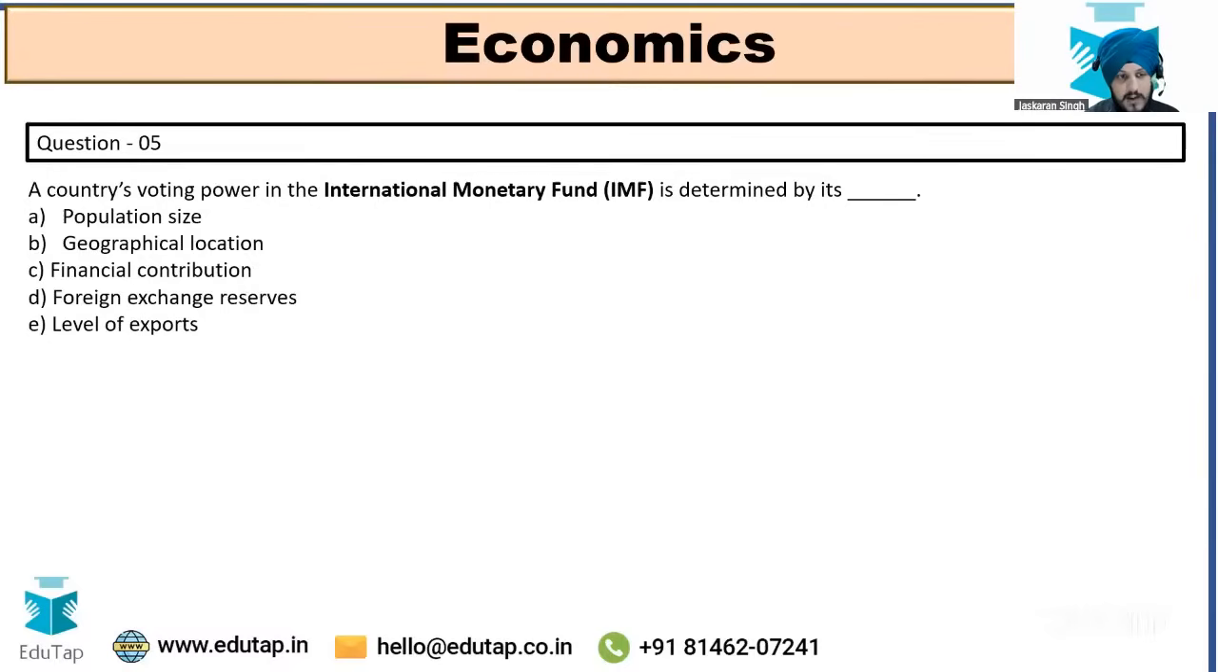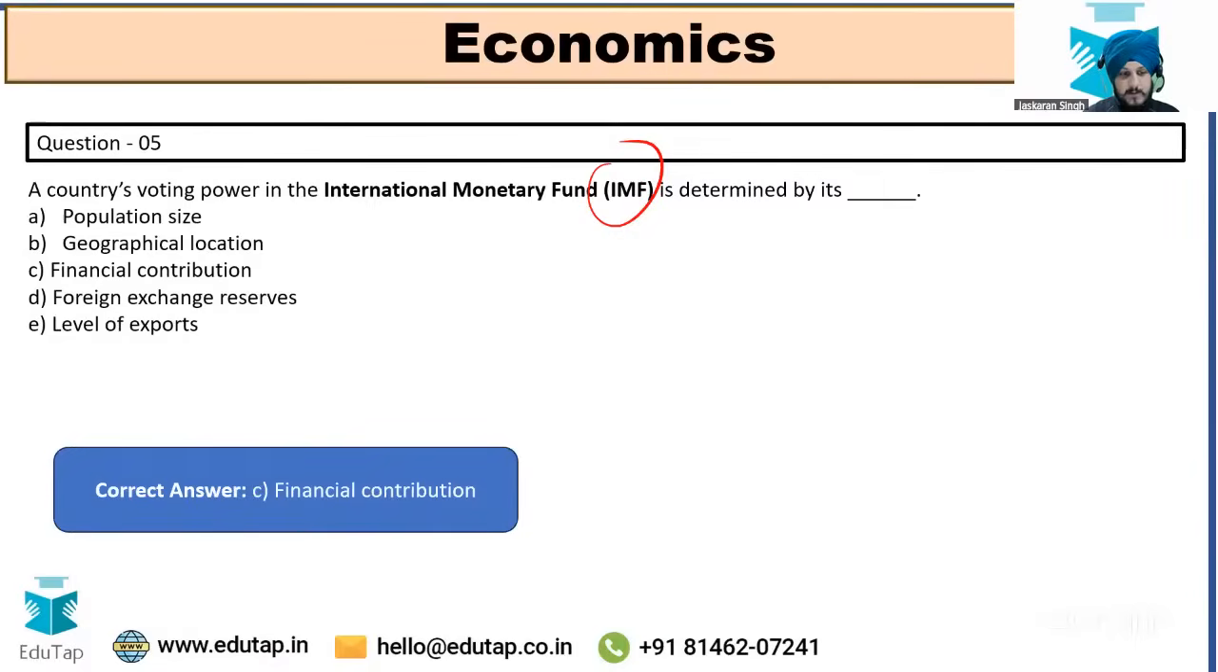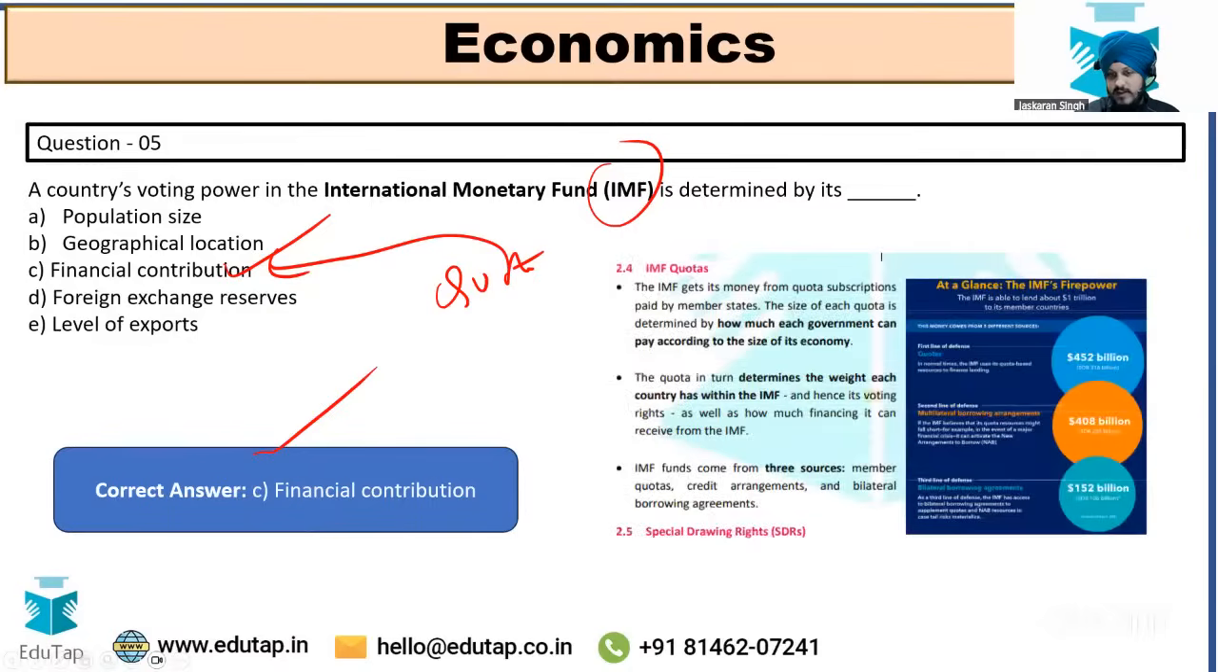Now, question number 5: a country's voting power in the IMF is determined by what? So, very easy question. If you have read IMF, this is very basic knowledge, right? It is based upon the financial contribution, because we know that in IMF we have a quota system. In IMF, voting power is based on the quota system, and the quota system reflects what? It basically reflects the financial contribution of a country. So that is why C is going to be the correct answer, and you can see this was also covered as a part of the concept notes.